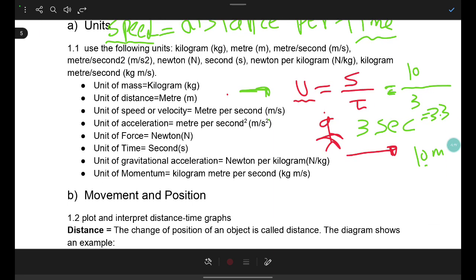We have here some units of physical quantities. First, unit of mass is kilogram or gram. Unit of distance is meter. Unit of speed or velocity is meters per second, as we were saying, or kilometers per hour. Unit of acceleration, meters per second square. This is something you should keep in mind. You should memorize this. Unit of forces, newtons, unit of time, second, gravitational acceleration, newton per kilogram, which is simplified to N over kilogram, unit of momentum, kilogram times meters per second. Okay, let's move on to the other part.